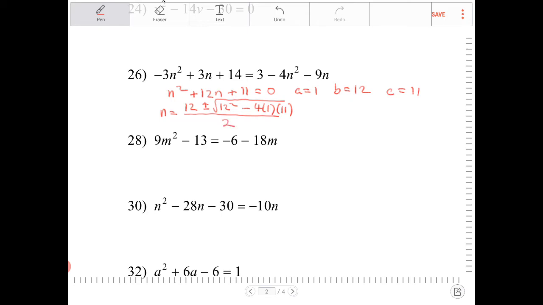Okay? So what we want to do is, again, reduce. So I get 12 plus or minus, 12 squared is 144. 144 minus 44, well, that's just 100. And the square root of 100 is just 10. So I end up with 12 plus or minus 10, all divided by 2. So this is really 6 plus or minus 5, or really the answer is 1 and 11. So n, as it turns out, is either 1 or 11.